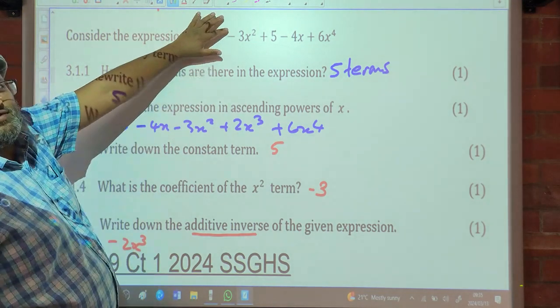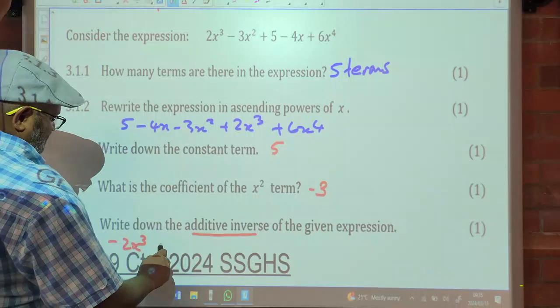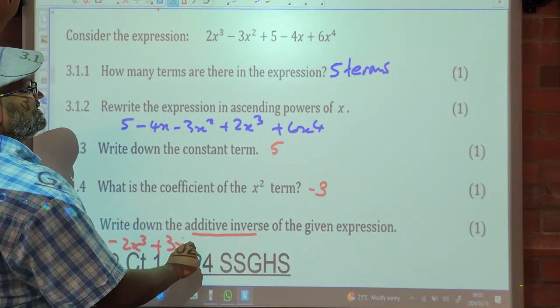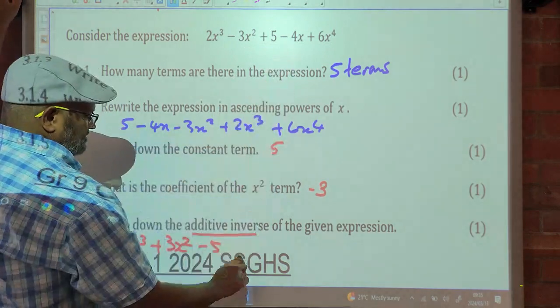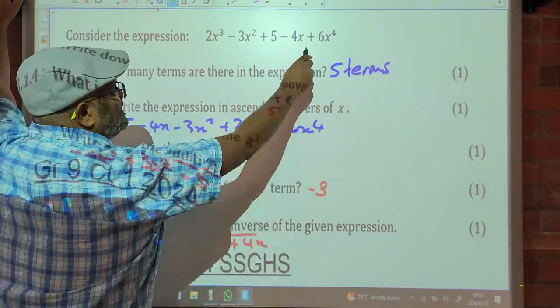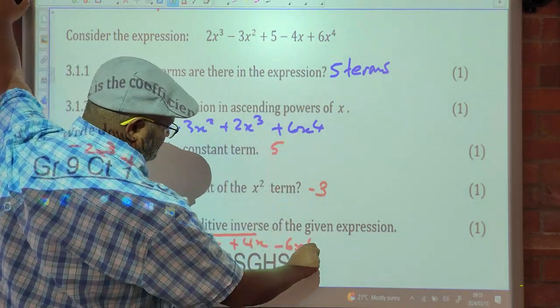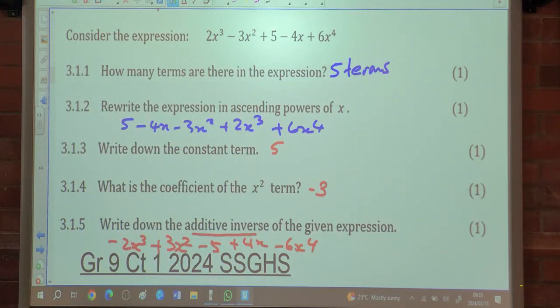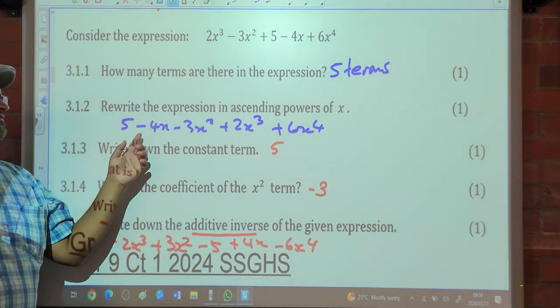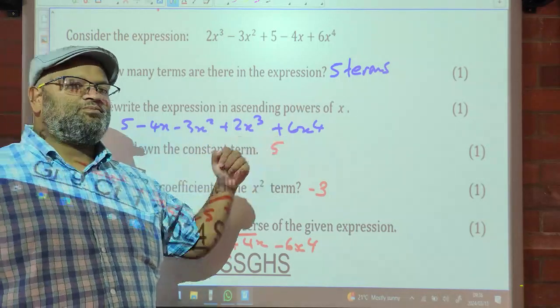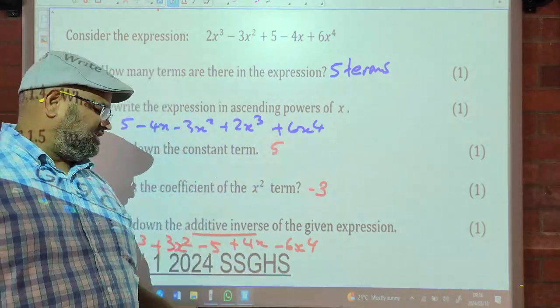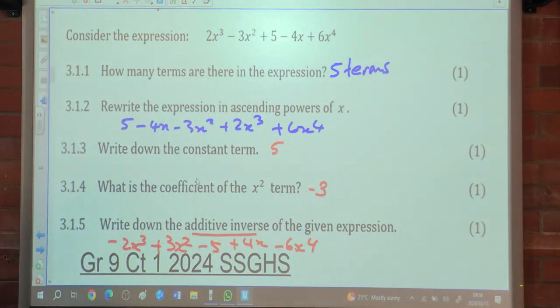What must be added to negative 3x squared to get 0? What must be added here? Negative 5 plus 4x minus 6x to the 4. And that must be added to the given expression to give you 0. If you add the result from here, of course, it's going to be negative 5 plus 4x plus 3x squared minus 2x cubed plus 6x to the 4. Whichever, either or, I'll give you the mark.